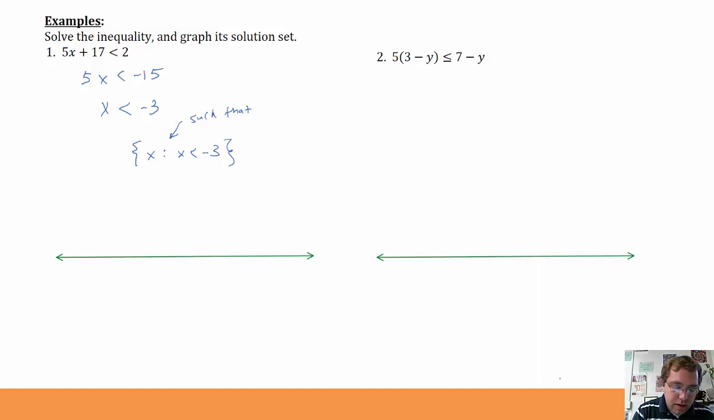We'll graph that on the number line. There's 0, there's negative 3. We'll put an open circle at negative 3 because it's just less than negative 3. It can't be equal to it. And we'll go to the left.